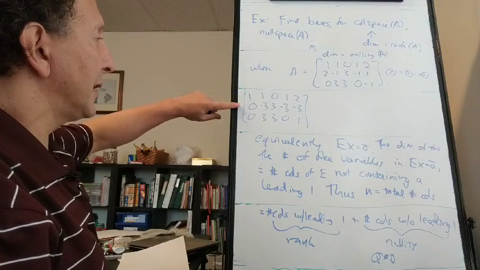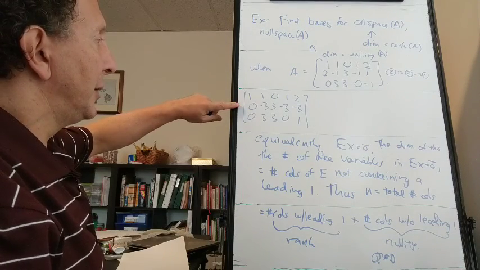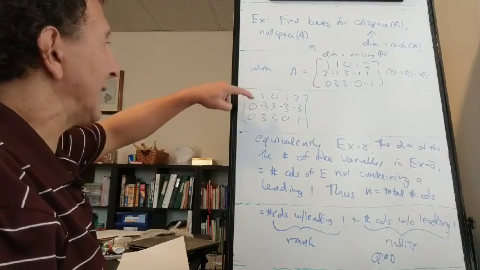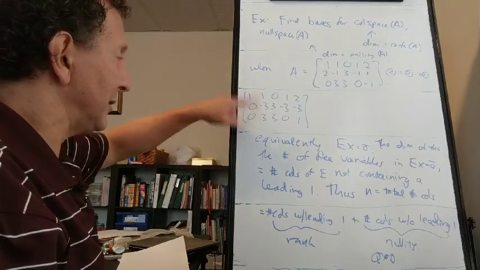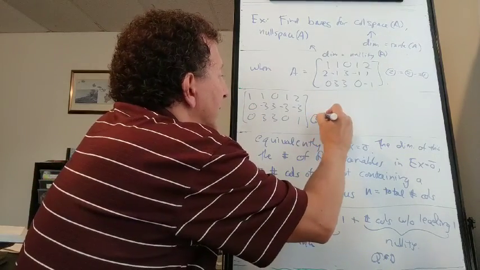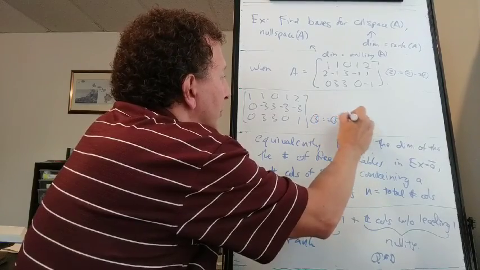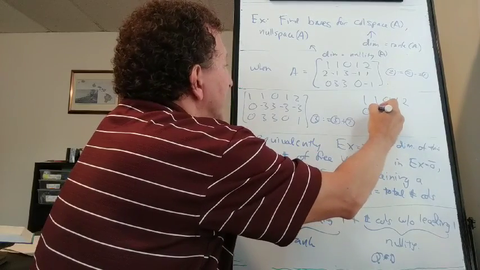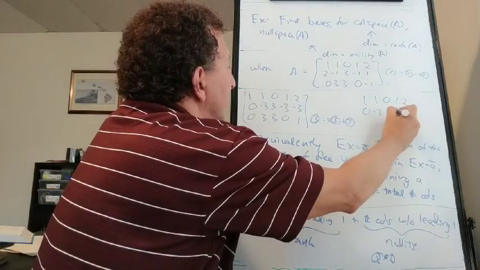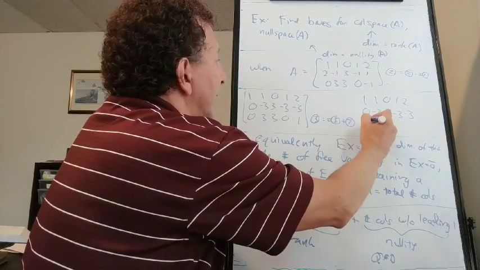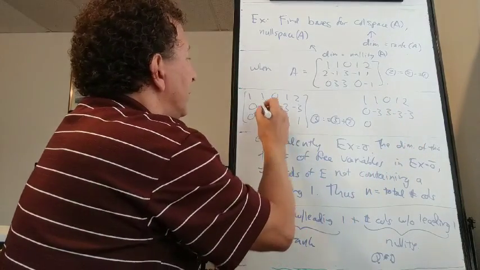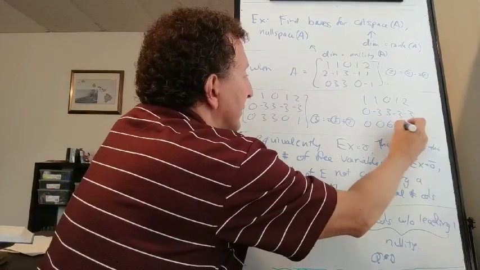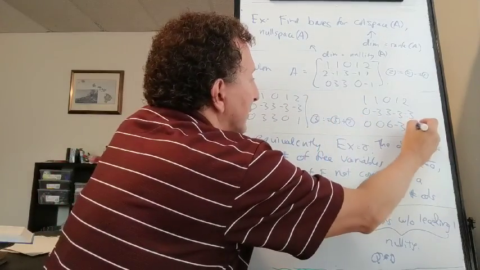Now I could divide by negative 3 here, but I'm tempted to just add these two together to make a 0 there, because I don't need to get a 1 here and then subtract 3 copies of it. So let's say row 3 becomes row 3 plus row 2. And we've got 1, 1, 0, 1, 2, 0, negative 3, 3, negative 3, negative 3, and 0. 3 plus negative 3 is 0. 3 plus 3 is 6. 0 plus negative 3 is negative 3. Negative 1 minus 3 is negative 2.